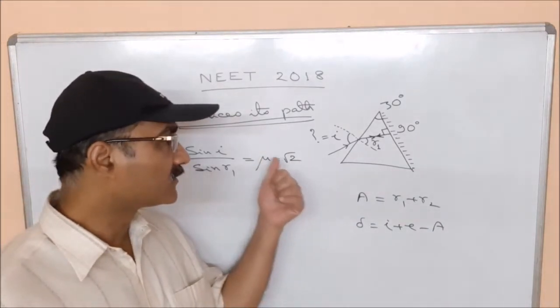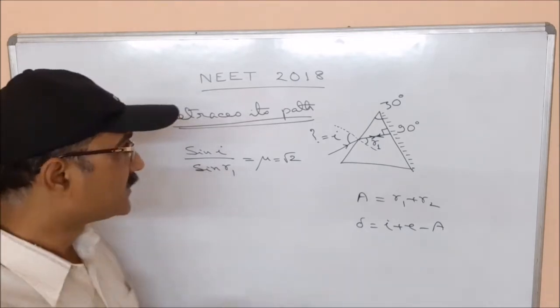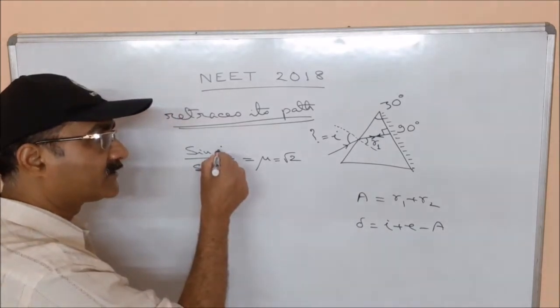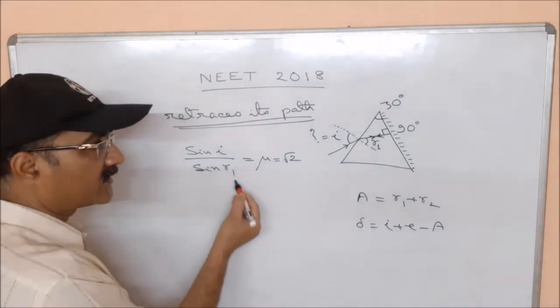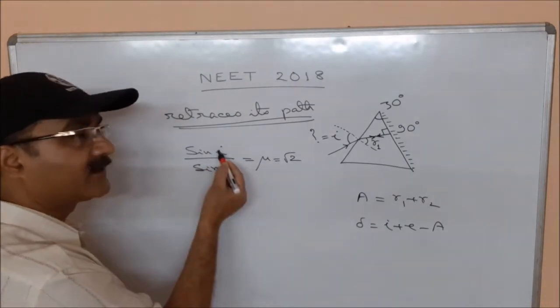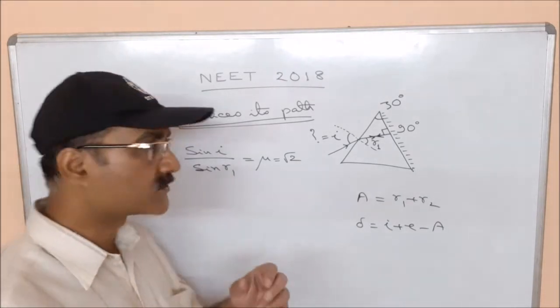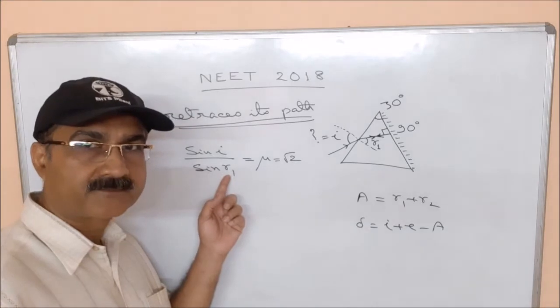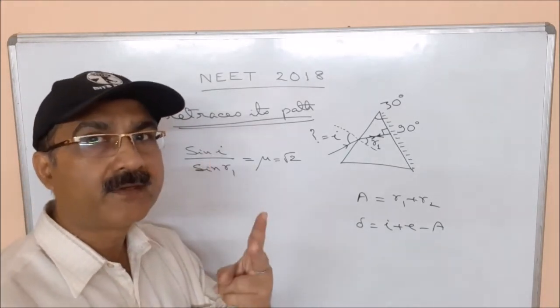So this unknown we will immediately replace. It becomes easier for us. This I we have to find out. So that means from this equation, if we can find R1, we can find I after that. So now our problem reduces to finding R1. Now how can we find R1? There are two ways of doing it.